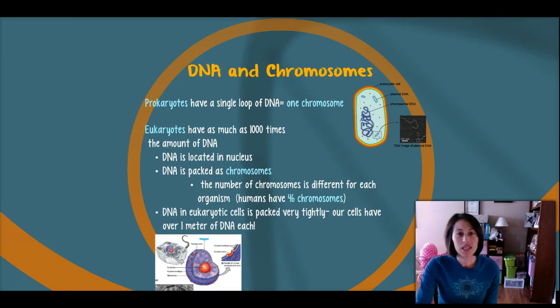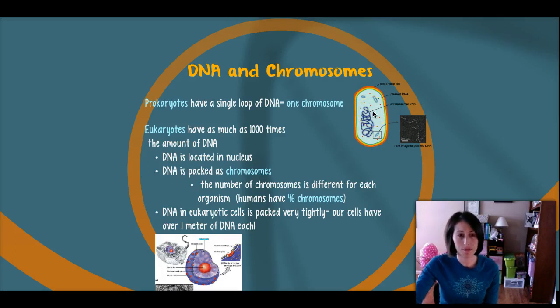So what is DNA? We'll talk about DNA and chromosomes and chromatin. They all kind of mean the same thing, okay? Prokaryotes, which remember are bacterial cells, have a single loop of DNA. That means they have one chromosome, and it's all coiled up right here in the middle of the cell, okay? It's a big loop, but it's all coiled up. They don't have very many genes. They don't need them because they're really small organisms.